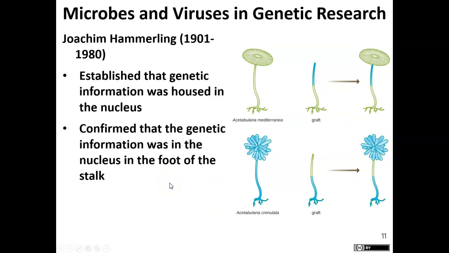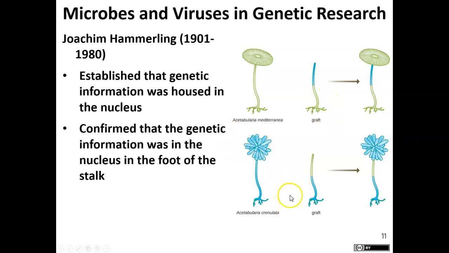And then he went a step further, and he was looking at two different types of fungi in the same genus. So he looked at Acetabularia mediterranea and Acetabularia crenulata. And what he did was he took the foot of the Acetabularia mediterranea, and he would graft that onto the stalk of the Acetabularia crenulata, and vice versa.